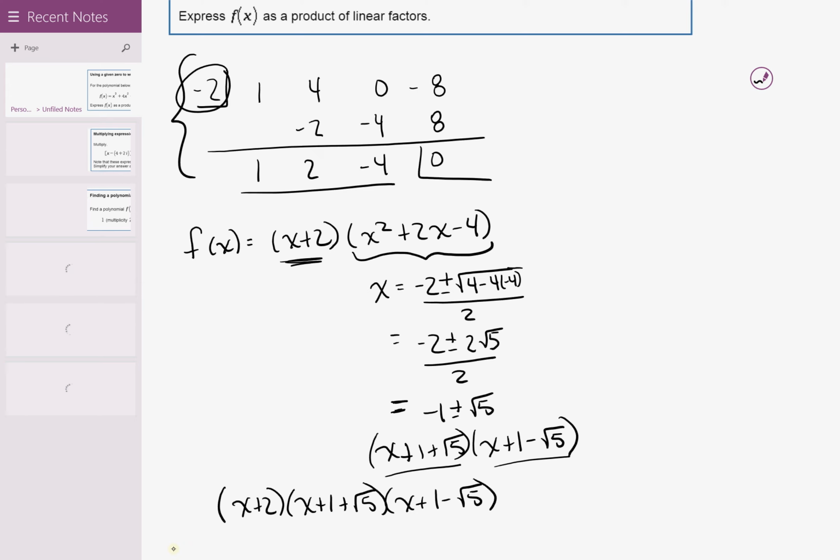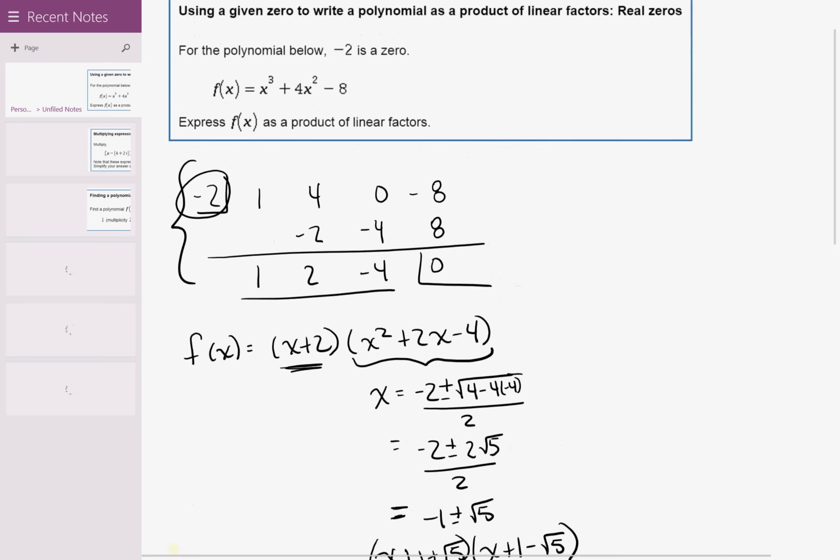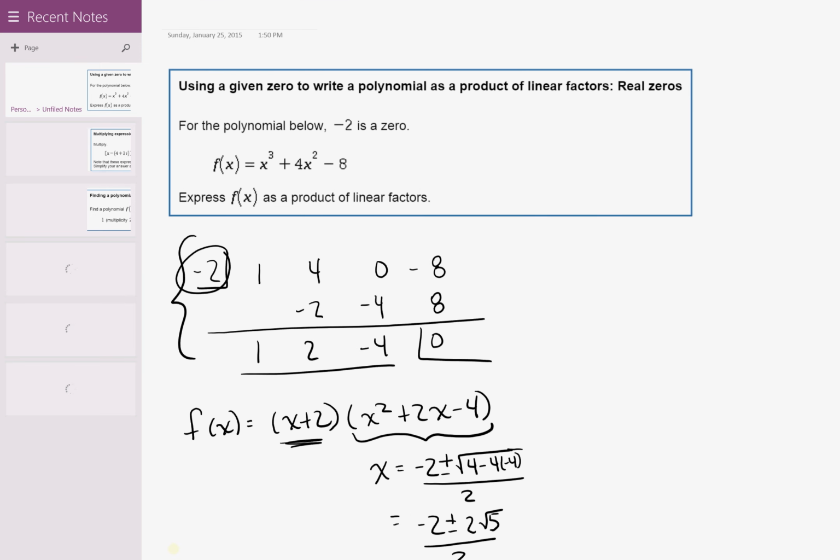I hate that answer. Okay, so I'm going to work this problem again using long division. So in this case, I'm going to say x plus 2, and then I have x cubed plus 4x squared plus 0x minus 8. Remember, I need the placeholder if it's underneath the divisor.